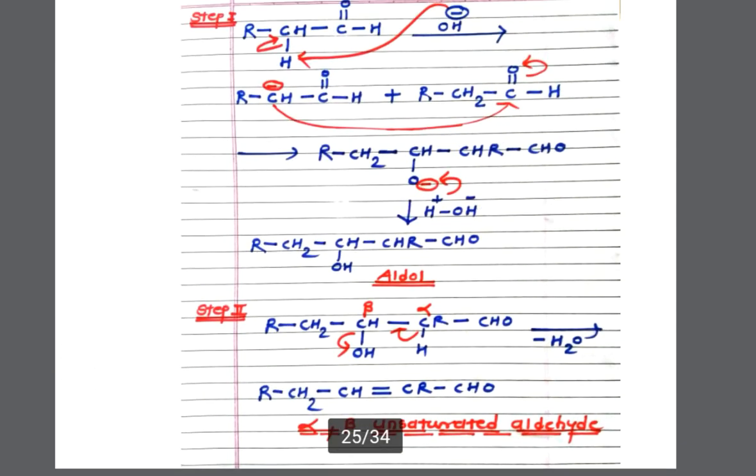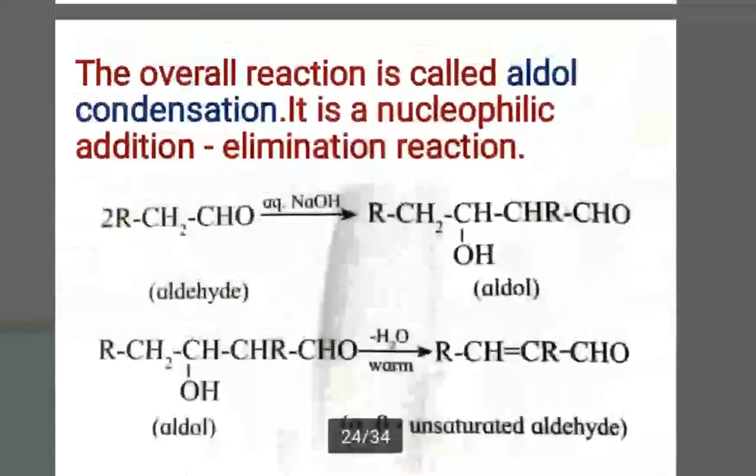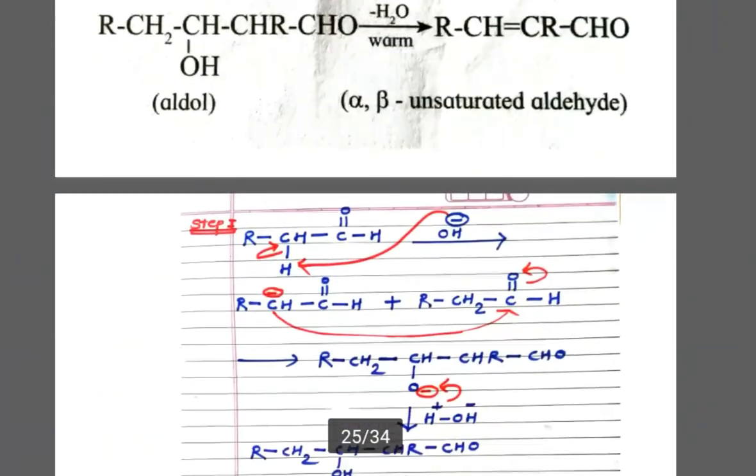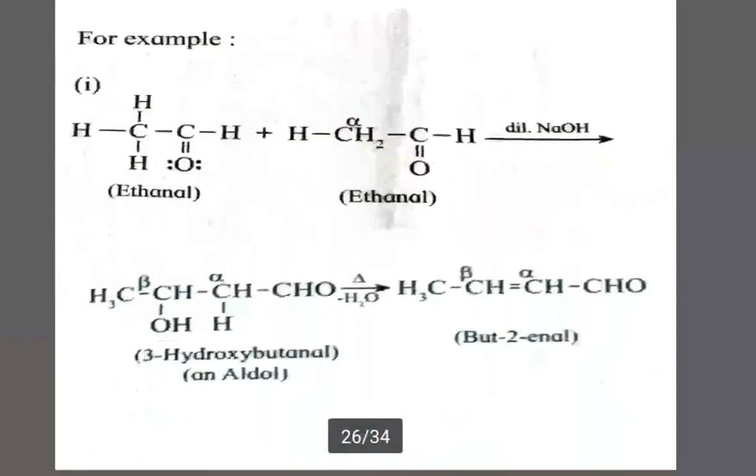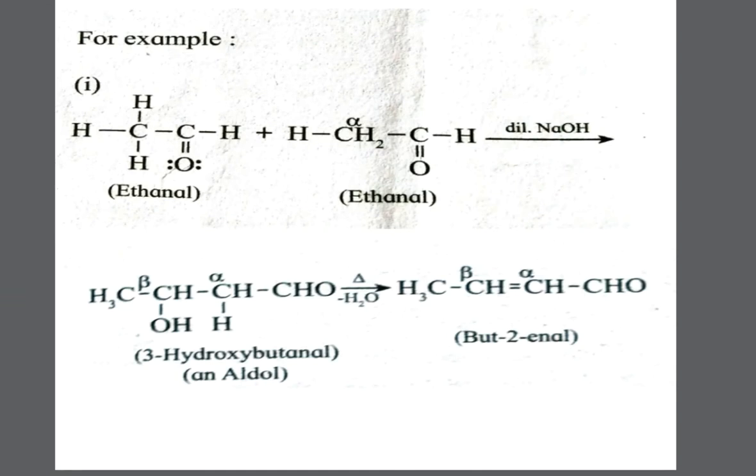Okay, so this is the aldol condensation reaction. This is the general reaction. Here is its mechanism, and now here are the examples of this type of aldol condensation. You remember what? In the first step aldol is formed, and in the second step the water molecule from alpha and beta position gets eliminated and forms the alpha beta unsaturated aldehyde as the final product. Okay.